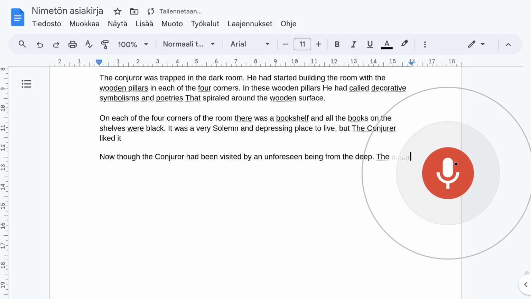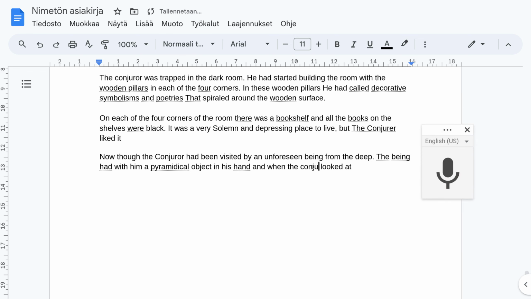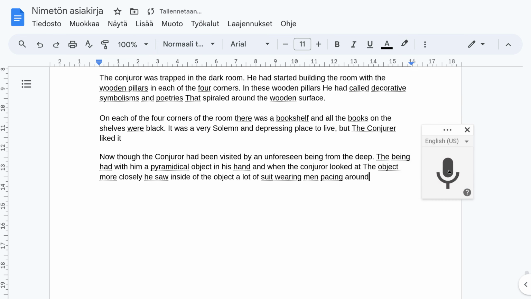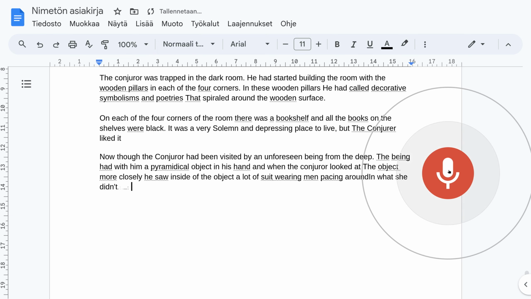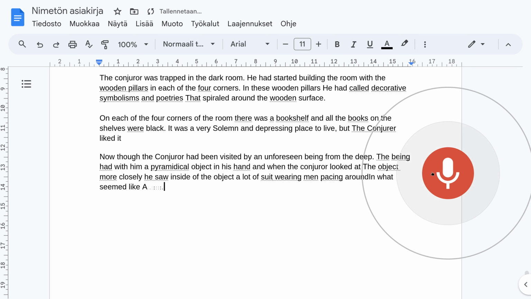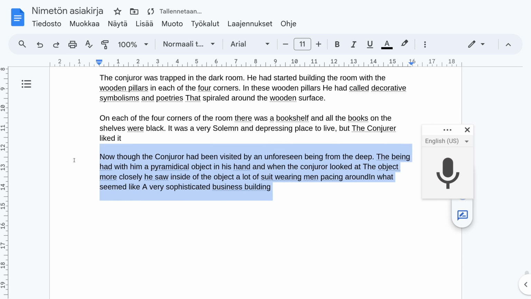The being had with him a pyramidical object in his hand, and when the Conjurer looked at the object more closely, he saw inside of the object a lot of suit-wearing men pacing around in what seemed like a very sophisticated business building. Something like that.